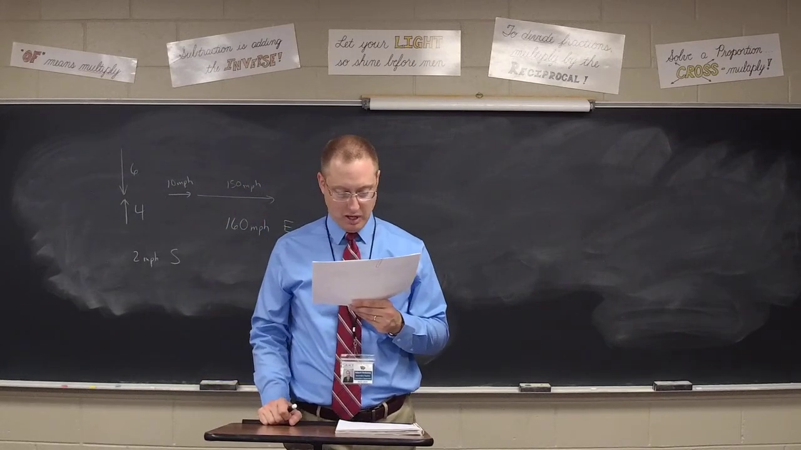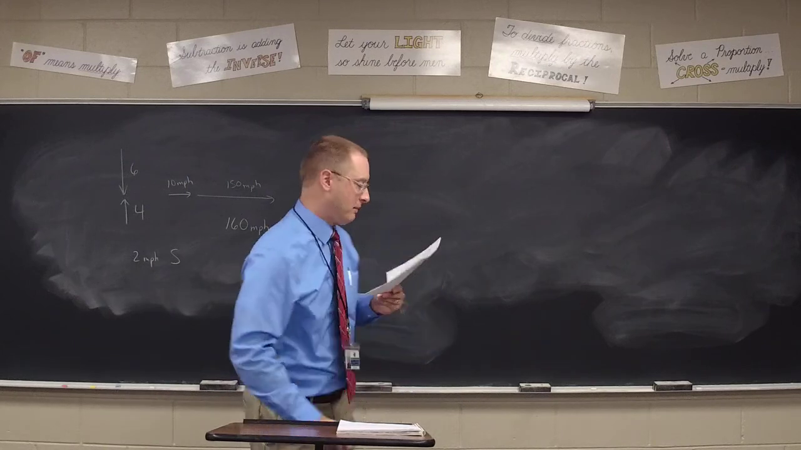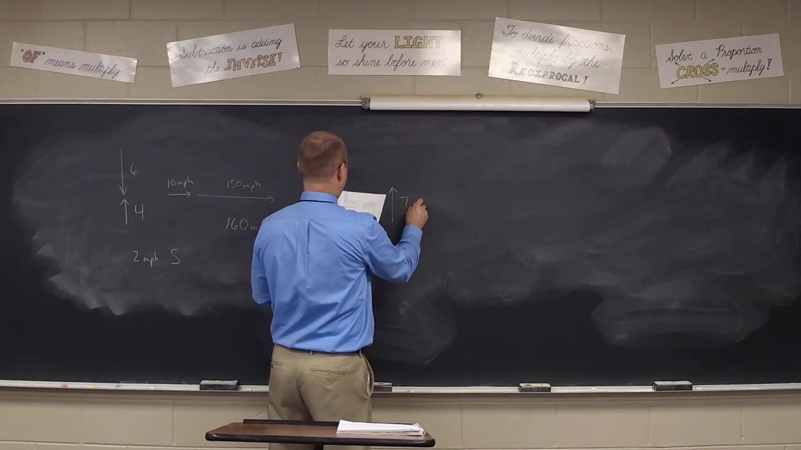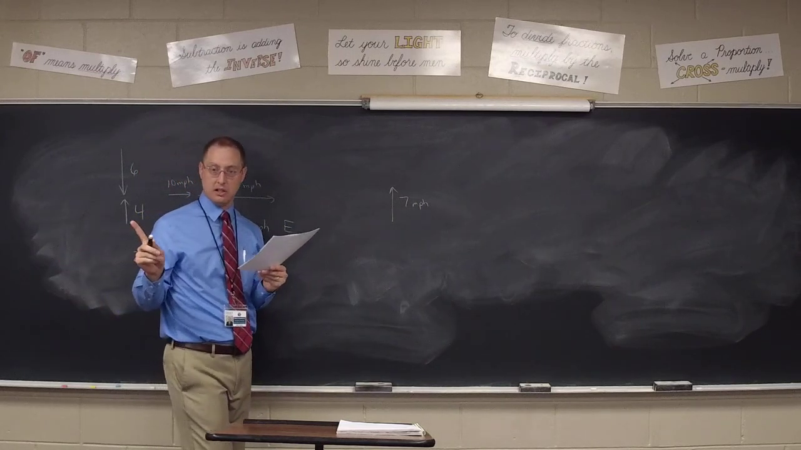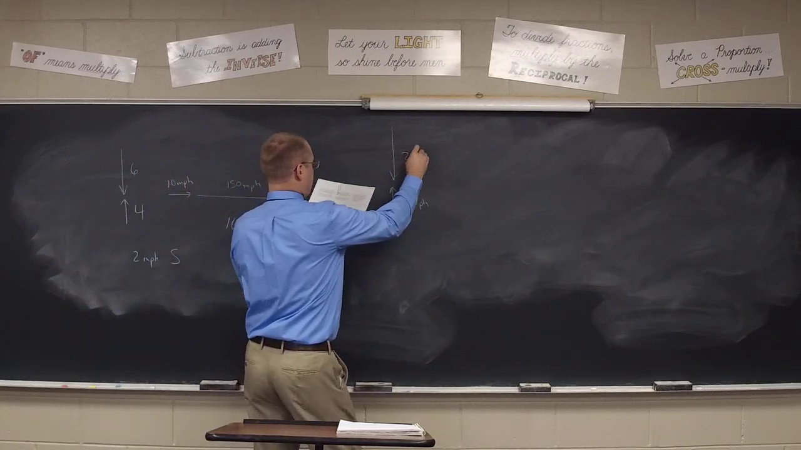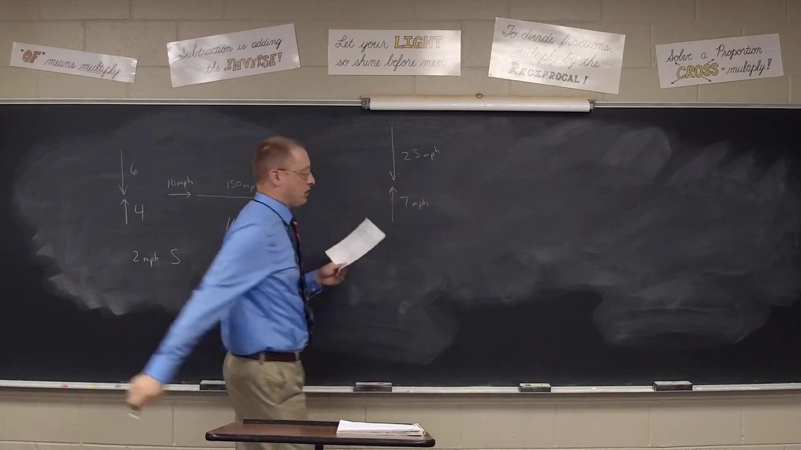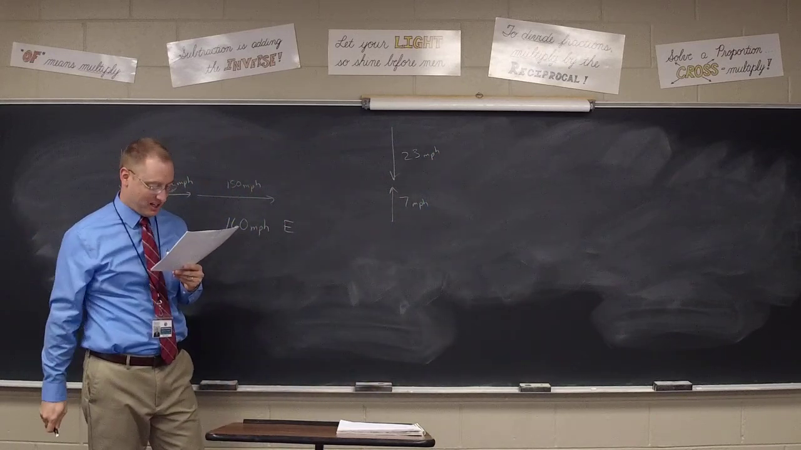Here we go. Here's a little birdie. A bird flies north at 7 miles per hour into a gale force wind from the north. Now, if it's from the north, which direction is it going, class? South. At 23 miles per hour. What is the bird's resultant velocity? Audrey?